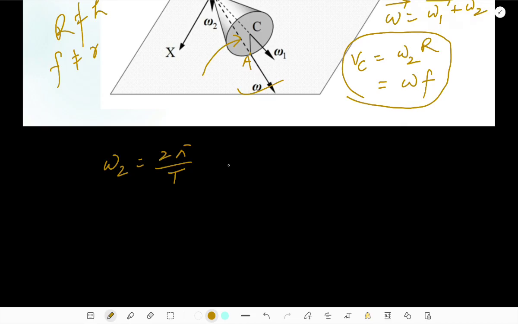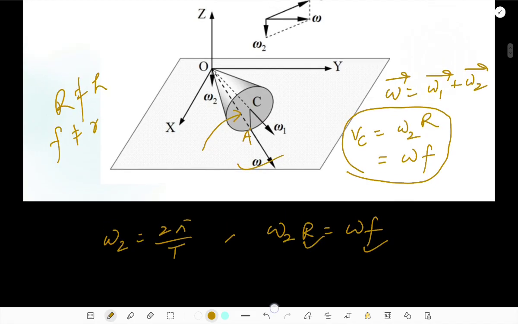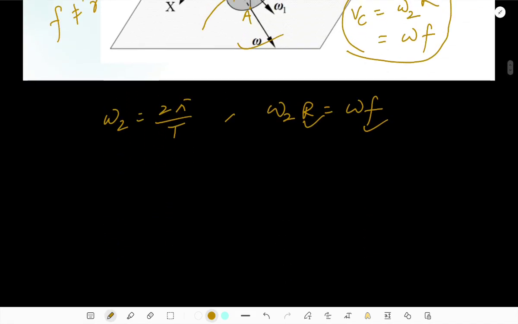If we equate these two terms, omega r equals omega 2 multiplied by f. R we don't know, f we don't know, omega 2 we know. If we find r and f, we can find omega. So to find omega, we need to find f and r. What is f? What is r? You don't know. So let us see this diagram from a different angle.